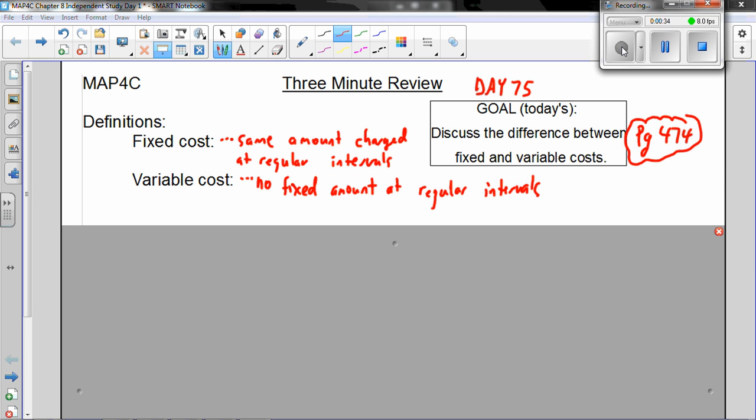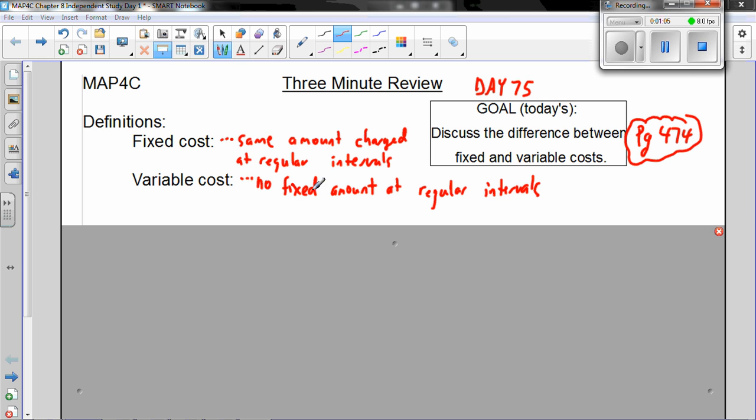So the 3-minute review goal is to discuss the difference between fixed and variable costs. These definitions I got straight from the textbook, really, but it kind of makes sense. Any fixed cost is the same amount charged at regular intervals, almost like the regular payments from last chapter, right? So a fixed cost would be something that doesn't change from month to month. When you're talking about car ownership, this would be something like your regular car payments, or your insurance is usually the same from month to month.